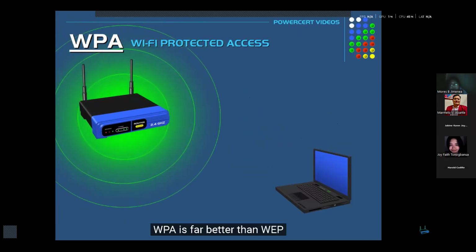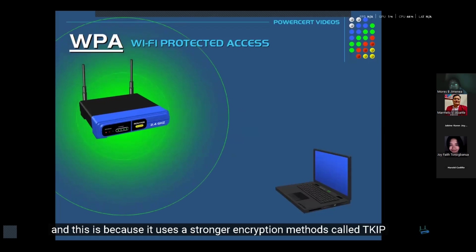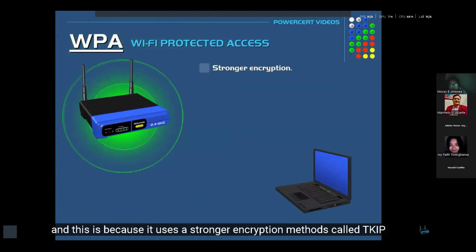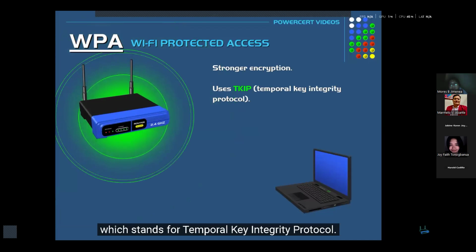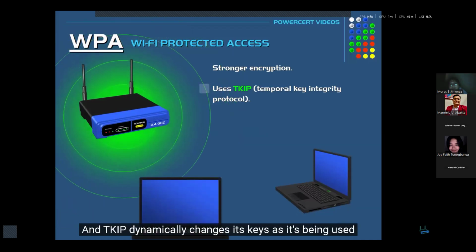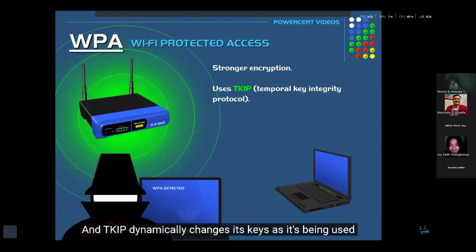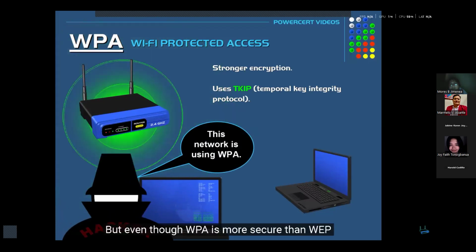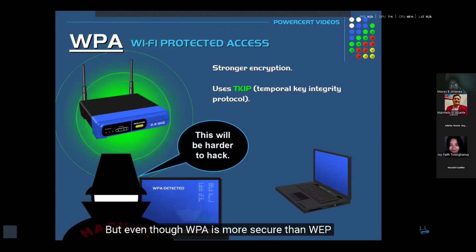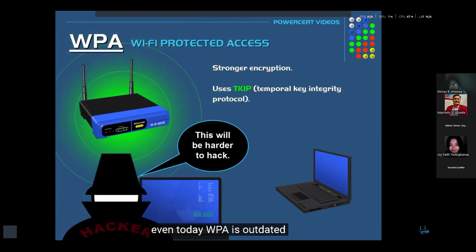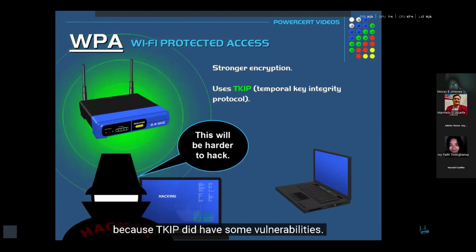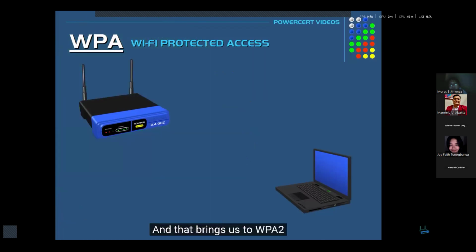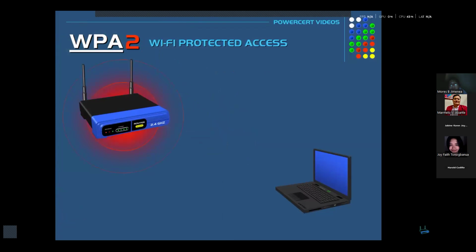WPA is far better than WEP, and this is because it uses a stronger encryption method called TKIP, which stands for Temporal Key Integrity Protocol. And TKIP dynamically changes its keys as it's being used, and this ensures data integrity. But even though WPA is more secure than WEP, even today WPA is outdated because TKIP did have some vulnerabilities. And that brings us to WPA2.